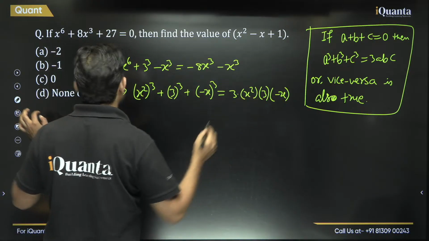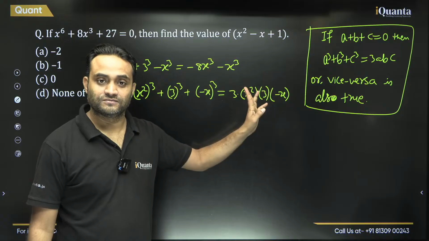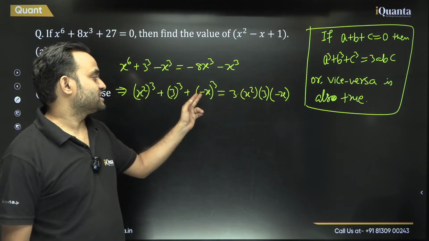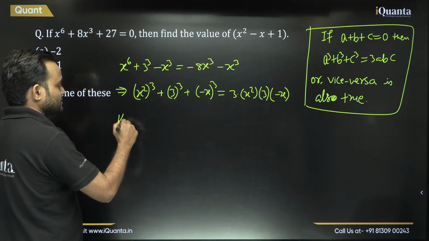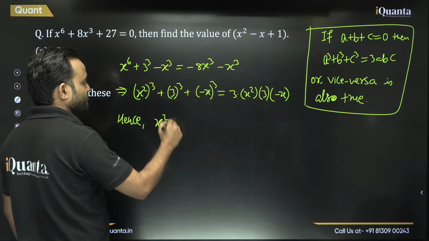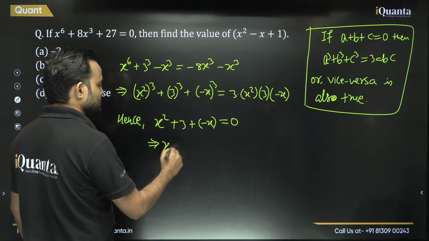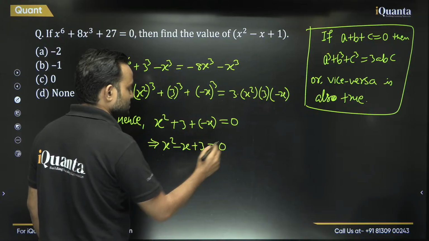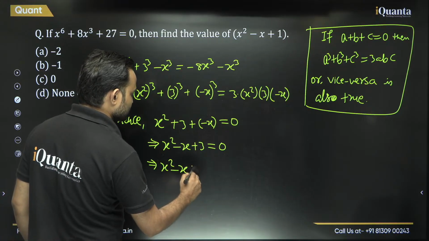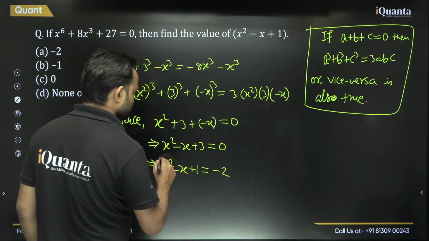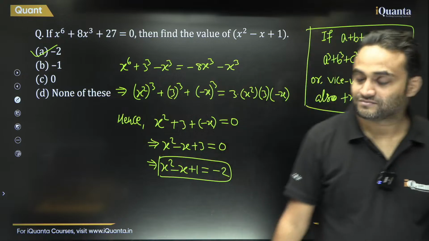Now can you see that a cubed plus b cubed plus c cubed is equal to 3 times a into b into c, right? So from there what can we say? Hence we can say that a plus b plus c is equal to 0, that is x squared minus x plus 3 is equal to 0. But what do we want? We want x squared minus x plus 1. So we can say x squared minus x plus 1 is equal to minus 2. And our answer is option A. Okay?